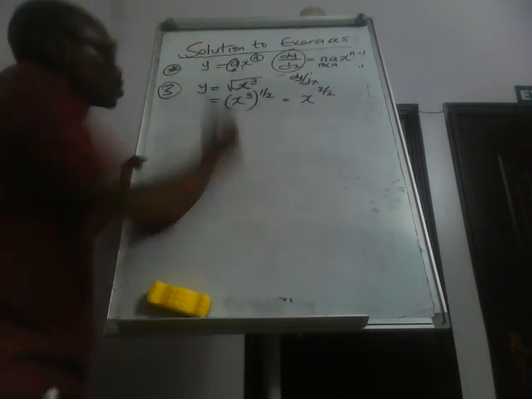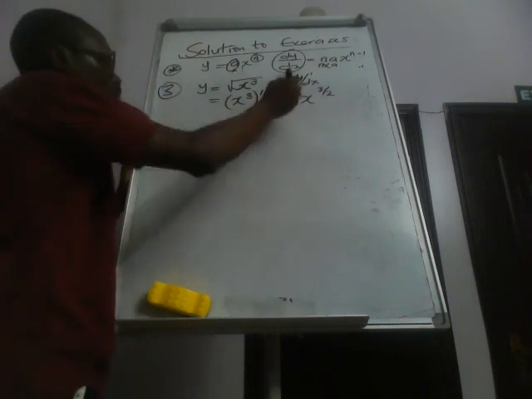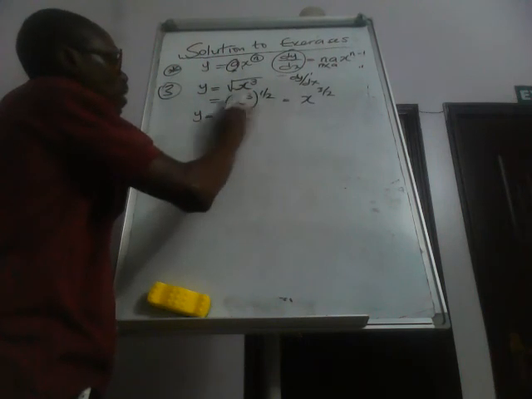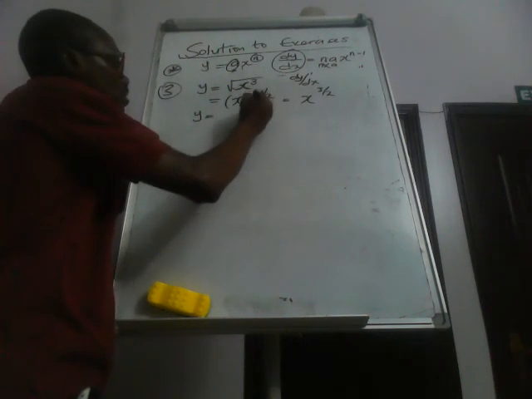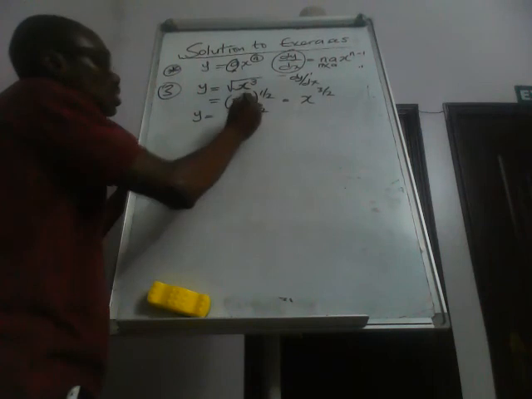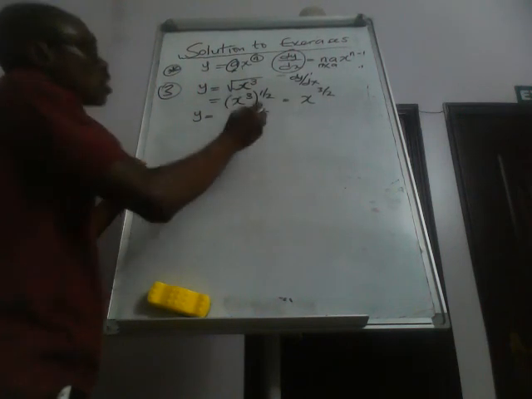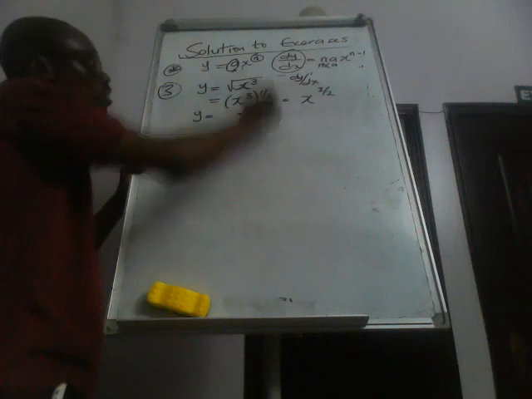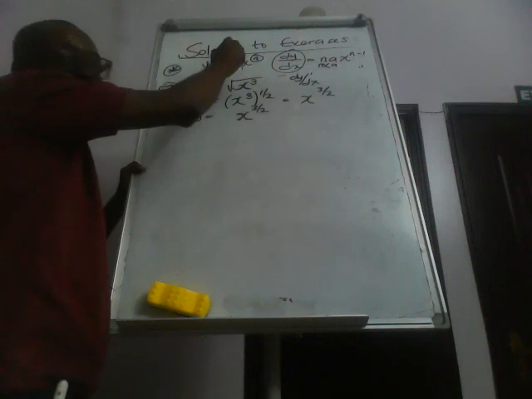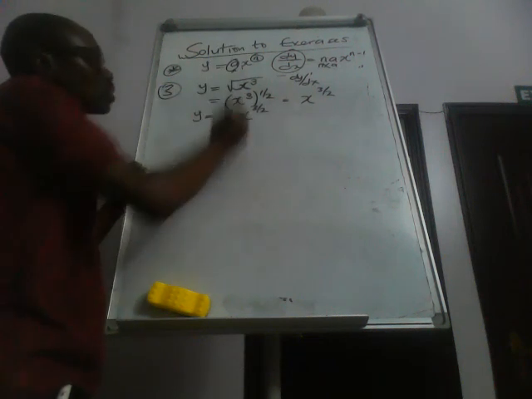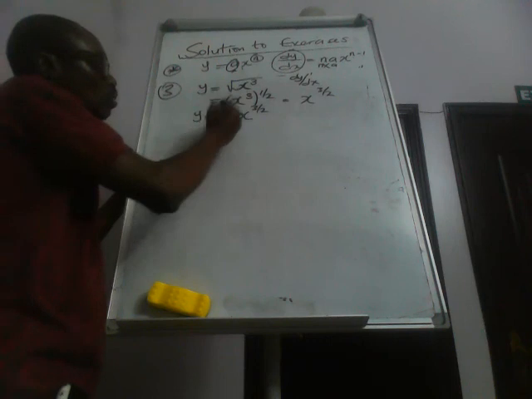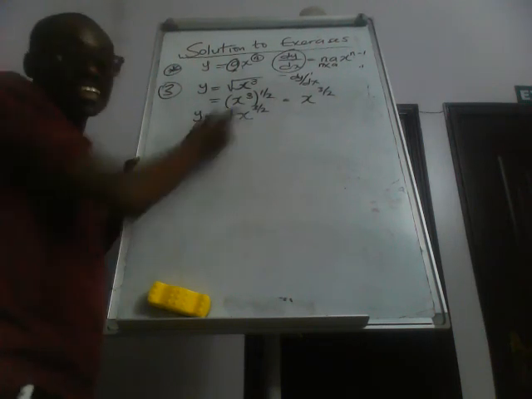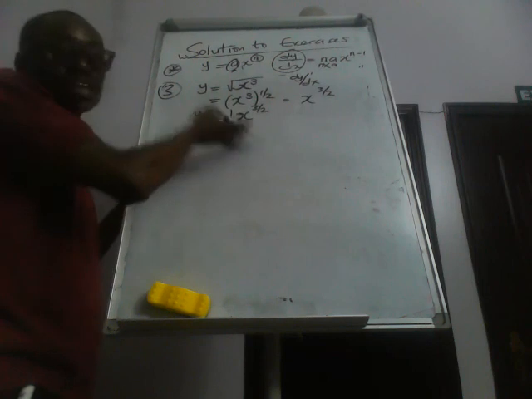Okay, so now y is equals to x raised to power 3 all over 2. So our n is 3 over 2. What about a? We don't have an a, so we can actually put 1. When we add 1, it doesn't make any difference. 1 doesn't change anything. There's an invisible 1 here, which I'm actually putting there.